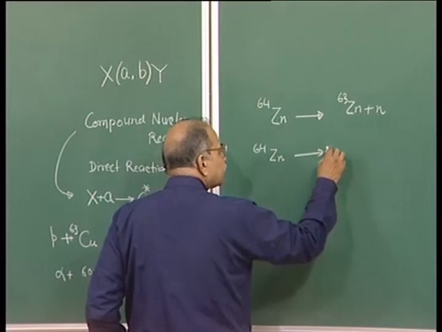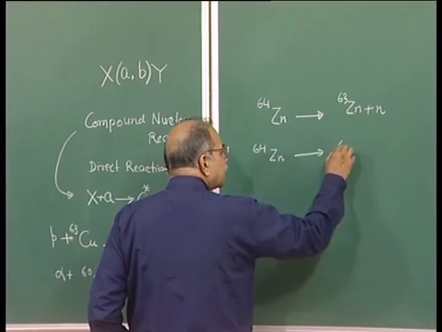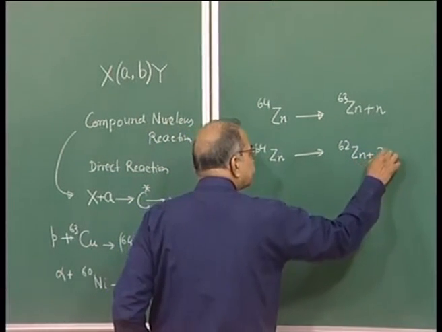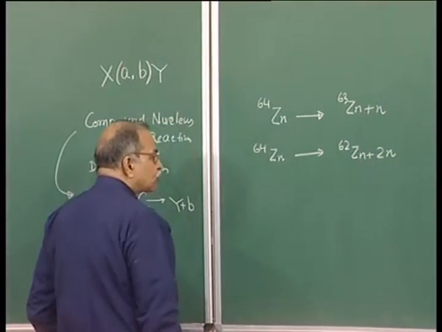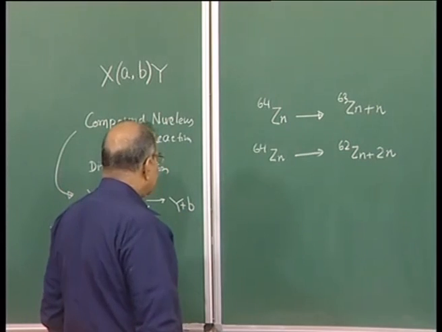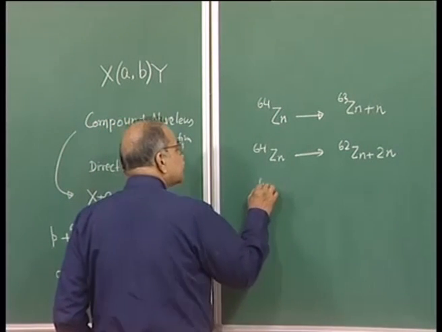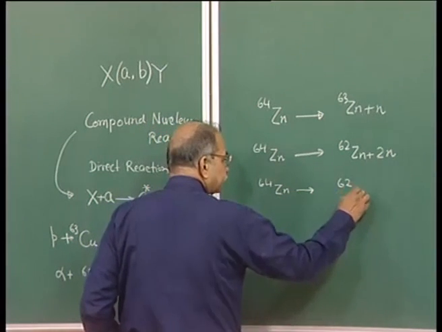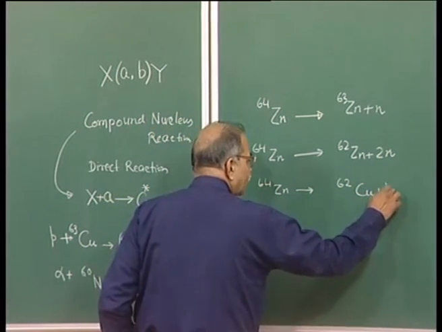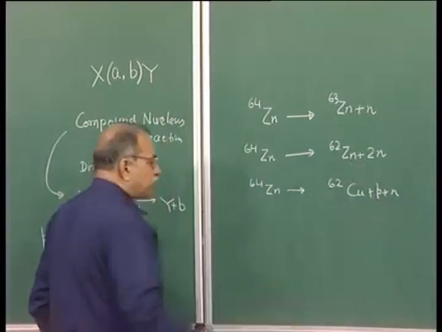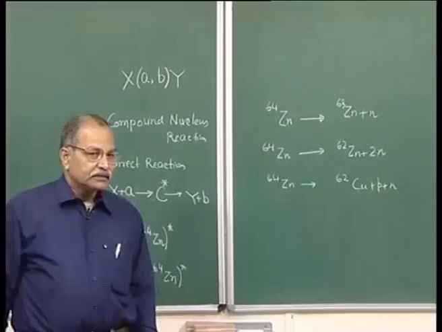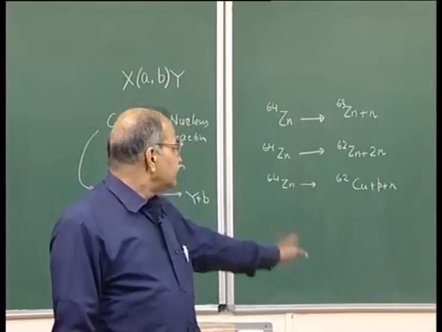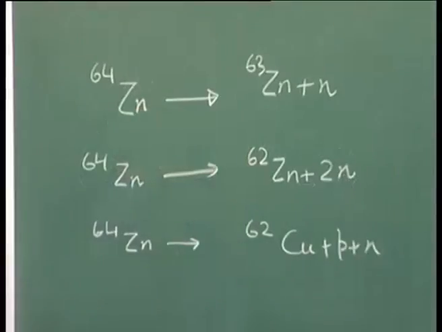These are the observed things in the experiment, that is why I am writing this. I will show it on the screen. So, if 2 neutrons are emitted, then it is 62 zinc plus 2n, or 1 neutron, 1 proton can also be emitted, in which case it will make copper 62. Many other things are possible, but the work that I am going to show you talks of these 3 mechanisms.